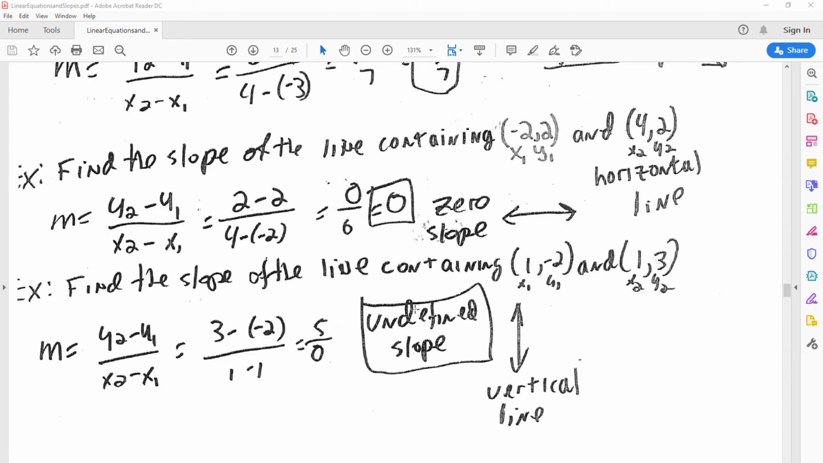So I have 3 minus a negative 2. And I have 1 minus 1, which just gives me division by 0, which is undefined. And in this case here, we have a vertical line and the slope is undefined.